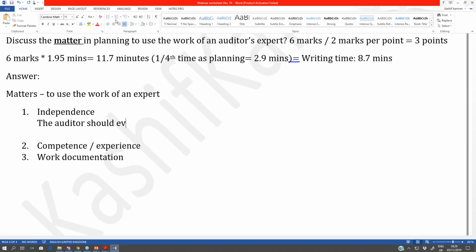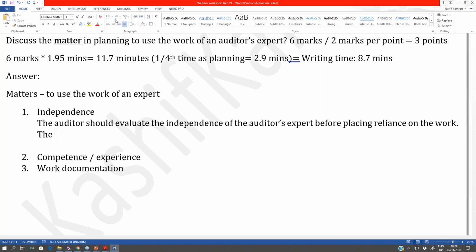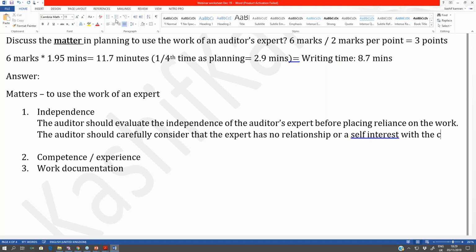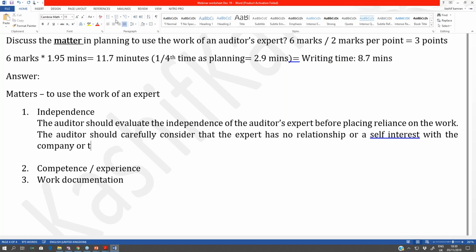The auditor should evaluate the independence of the auditor's expert before placing reliance on the work. The auditor should carefully consider that the expert has no relationship or a self-interest with the company or the management. So you need to consider that the expert you want to rely on has no familiarity threat with the company or the management, or has no self-interest threat with the company or management, and he is independent. Because if he is independent, then you can rely on his work. Second, competence.